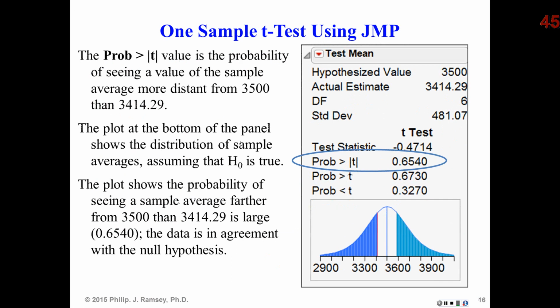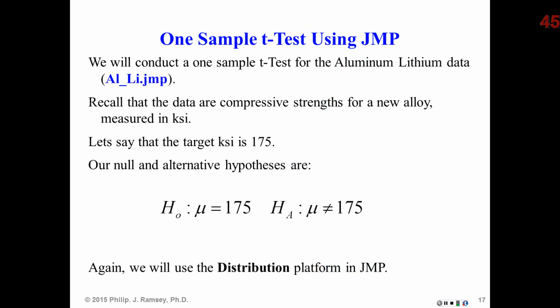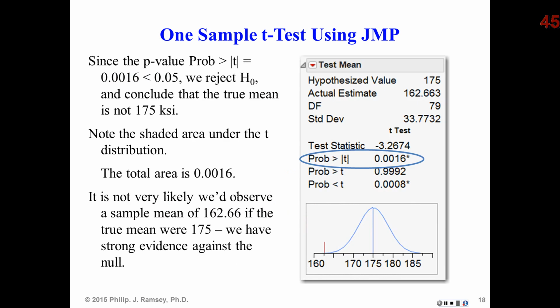So if you look through the notes, we go through an explanation. We do a couple more examples. Here's an example using the aluminum lithium data, and I once again use a two-sided test. The theoretical mean is 175 KSI. I reject that; the alternative is that it's not. So we do the test.